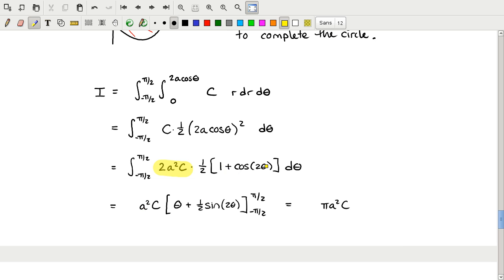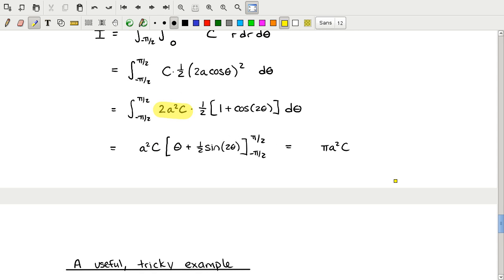And when I integrate 1 plus cosine 2 theta, I get theta plus 1/2 sine 2 theta, which is evaluated from minus pi over 2 to pi over 2. The theta term is pi over 2 minus negative pi over 2. That gives me pi. Sine of 2 times pi over 2, that's sine of pi, which is 0. Sine of 2 times negative pi over 2, that's sine of negative pi, which is also 0. So this term gives us nothing, and all I'm left with is pi a squared c, which, as we should expect, is pi times the radius squared times the height, giving us the volume of that cylinder.